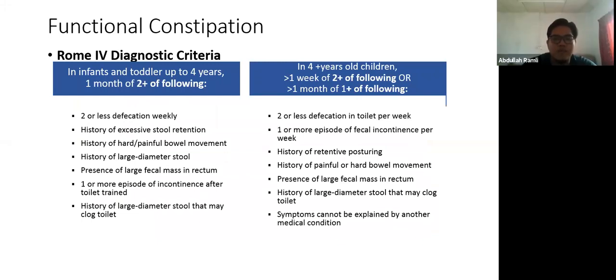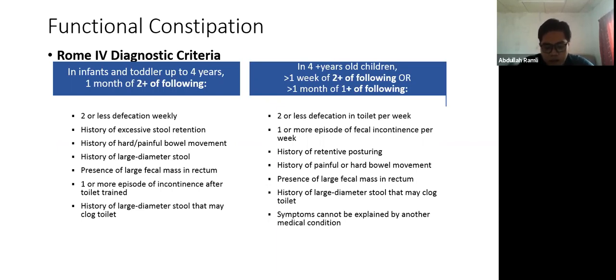Oh, okay. So, I'm going to start with functional constipation. I think it's based on the Rome 4 diagnostic criteria, which can be applied in infants and toddlers up to 4 years. For 1 month, two of the following: 2 or fewer defecations weekly, history of excessive stool retention, history of hard painful bowel movement, history of large diameter stool, presence of large fecal mass in rectum, or 1 or more episodes of incontinence after toilet training, and history of large diameter stool that may clog the toilet.